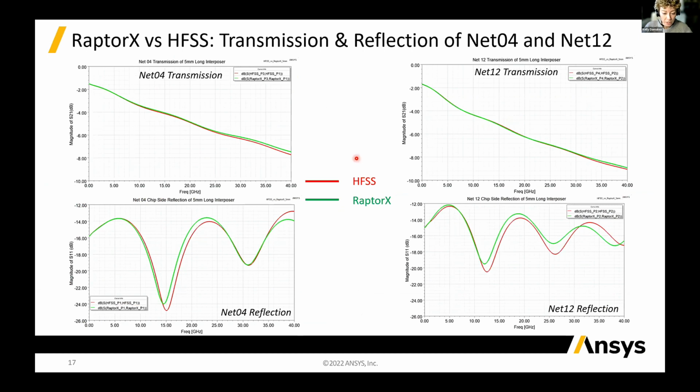You can see here some correlations for the transmission and the reflection of 2 different nets between RaptorX and the HFSS golden reference. And as you can see in these plots, the correlation is excellent. Insertion loss on the left and return loss on the right, with the HFSS being the red curve and RaptorX being the green curve. They have excellent correlation.